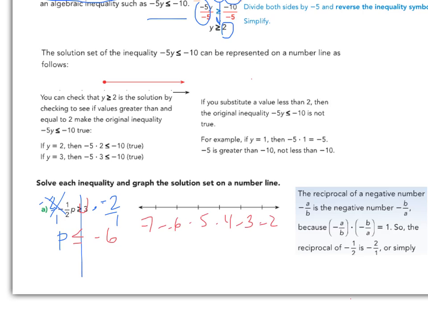All right, so since it's less than or equal to, we're going to have a closed circle. And since it's less than, you're going to shade to the left. Okay?